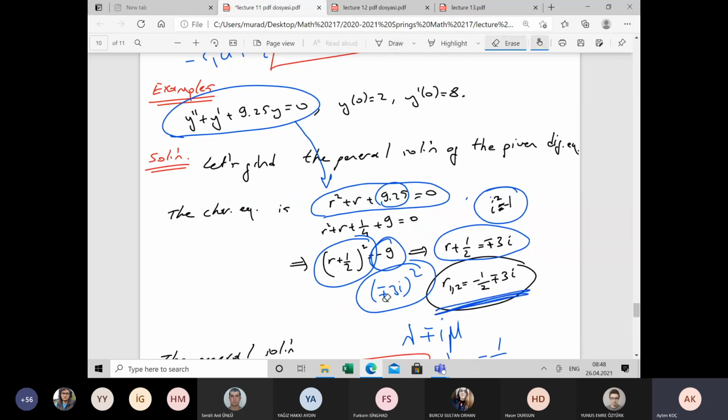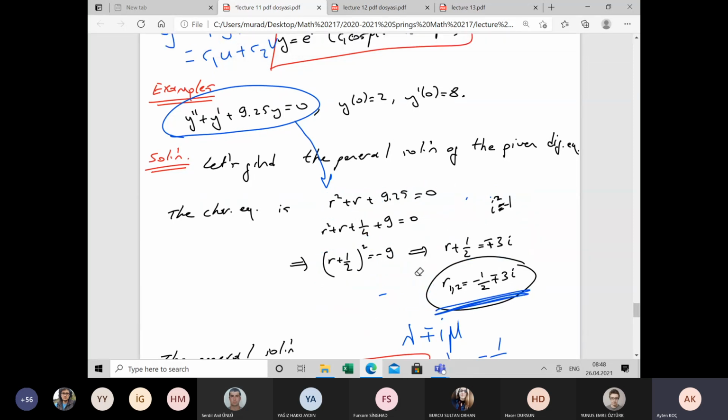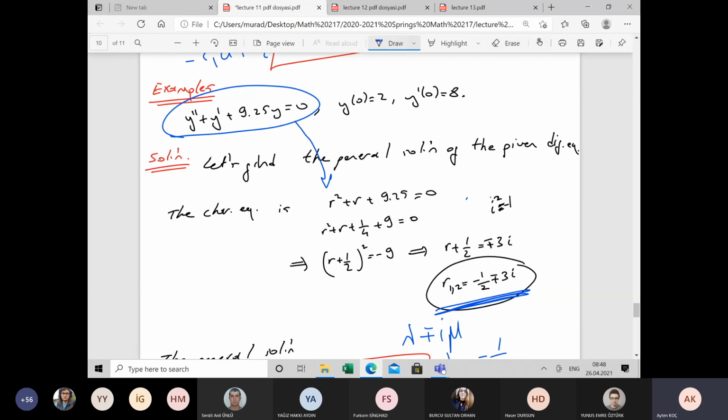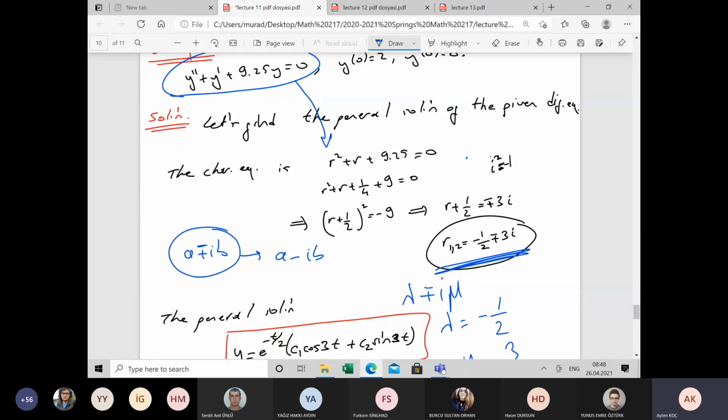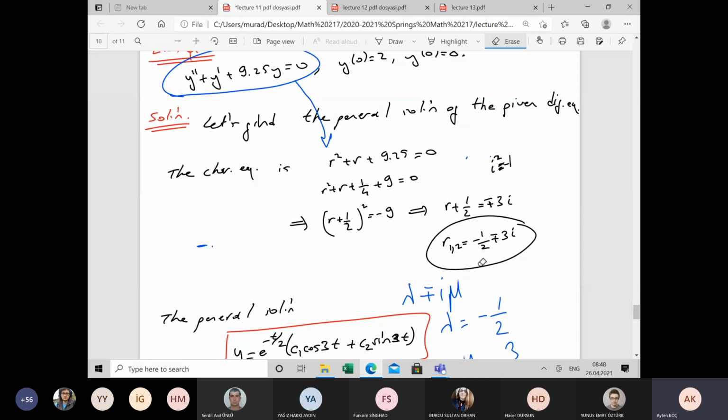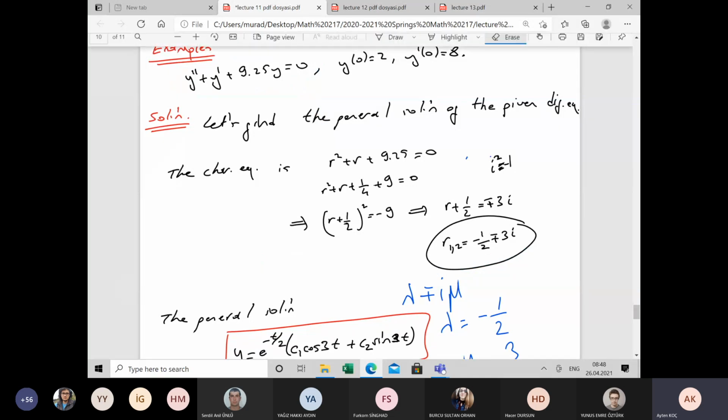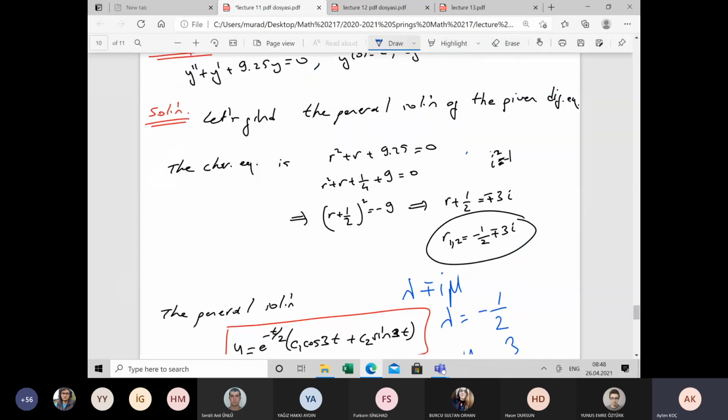The roots here are complex conjugates. Complex conjugates means that if a plus ib is a root, the complex conjugate is a minus ib. Plus and minus 3i are complex conjugates. These are the roots, complex numbers.